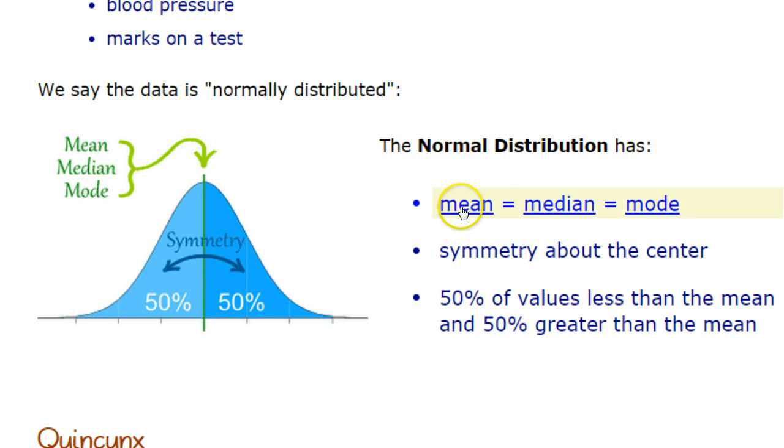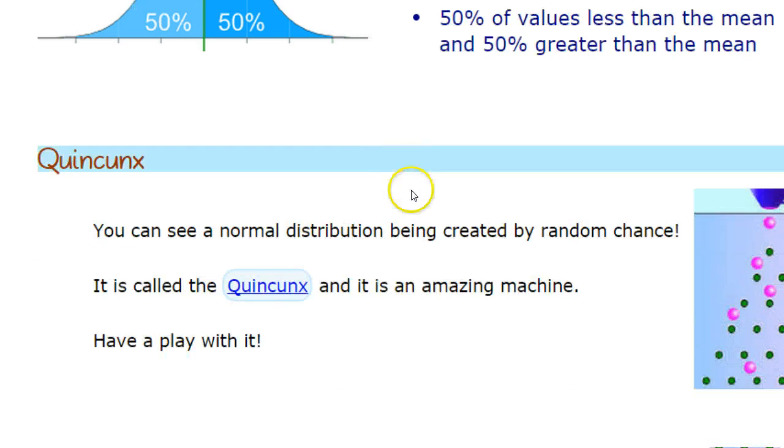The normal distribution has the mean equal to the median, which is equal to the mode. So the most amount of numbers is the same as the median numbers and the mean. There's symmetry about the center, so the left half is equal to the right half. And 50% of the values are going to be greater than the mean, and 50% are going to be less.